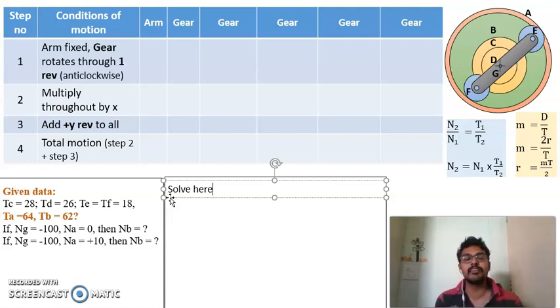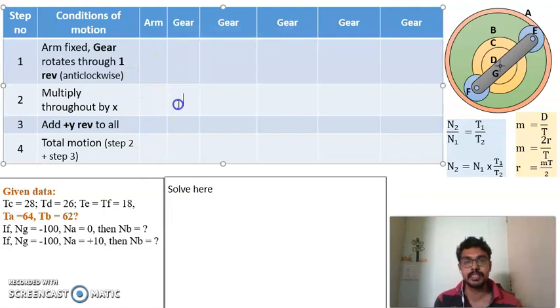Now let us focus on the main part of the question. That is, we need to find the velocities of gear B when there are two conditions. So we will first look at completing this table over here. Now, as we had discussed in session 2, the table will have 4 active rows, each row for each step, where the steps are fixed. And the number of active columns will be equal to the number of elements that are there in the given gear tree. Over here, we have arm, we have compound gear C, D.